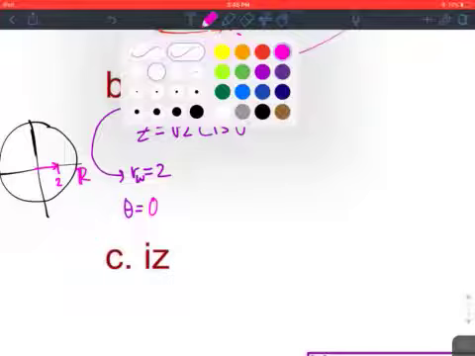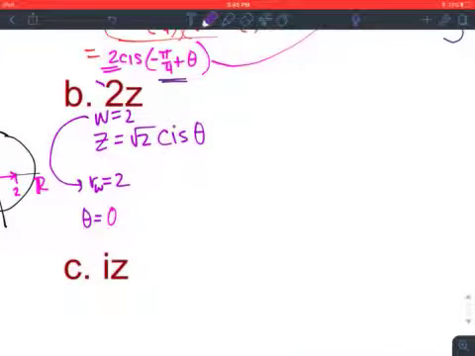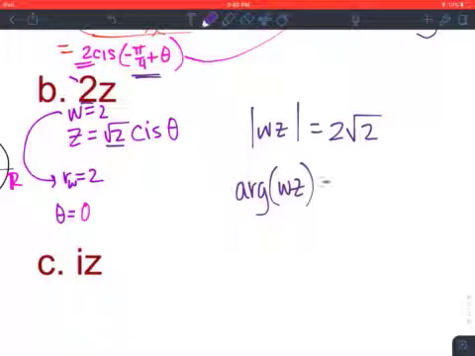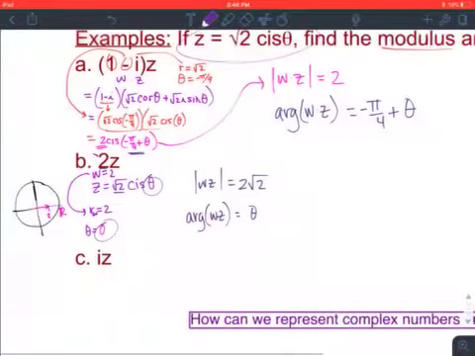Now, we can answer our question. For WZ, the modulus of WZ is just 2 times square root of 2, 2 square root 2. The argument of WZ is equal to the sum of their arguments, so theta and 0, so it's just theta, and we're done with that one.